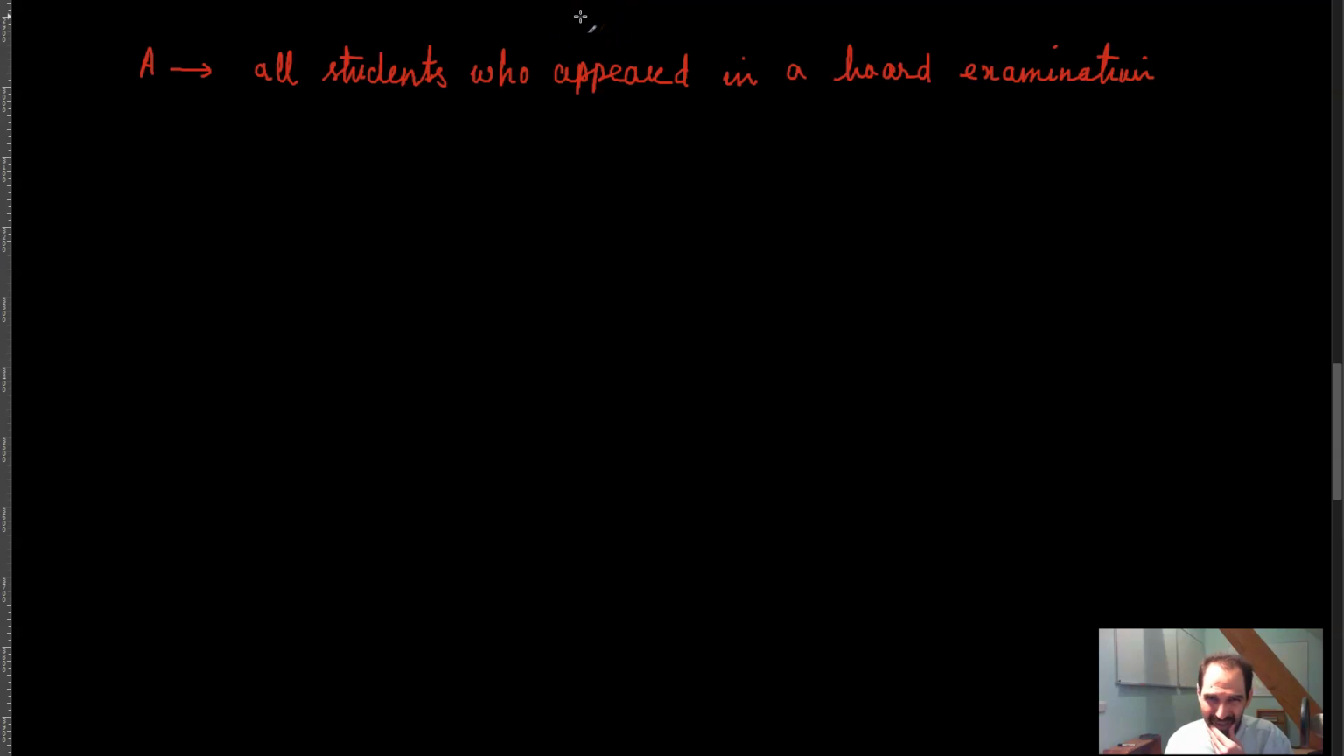In different countries it does mean different things, or in some countries it's not used. Let's suppose there is some board of education that has, for example, an entrance examination, and this examination is done by them or under their supervision. All the students who appeared in a board examination, set A basically represents those students.